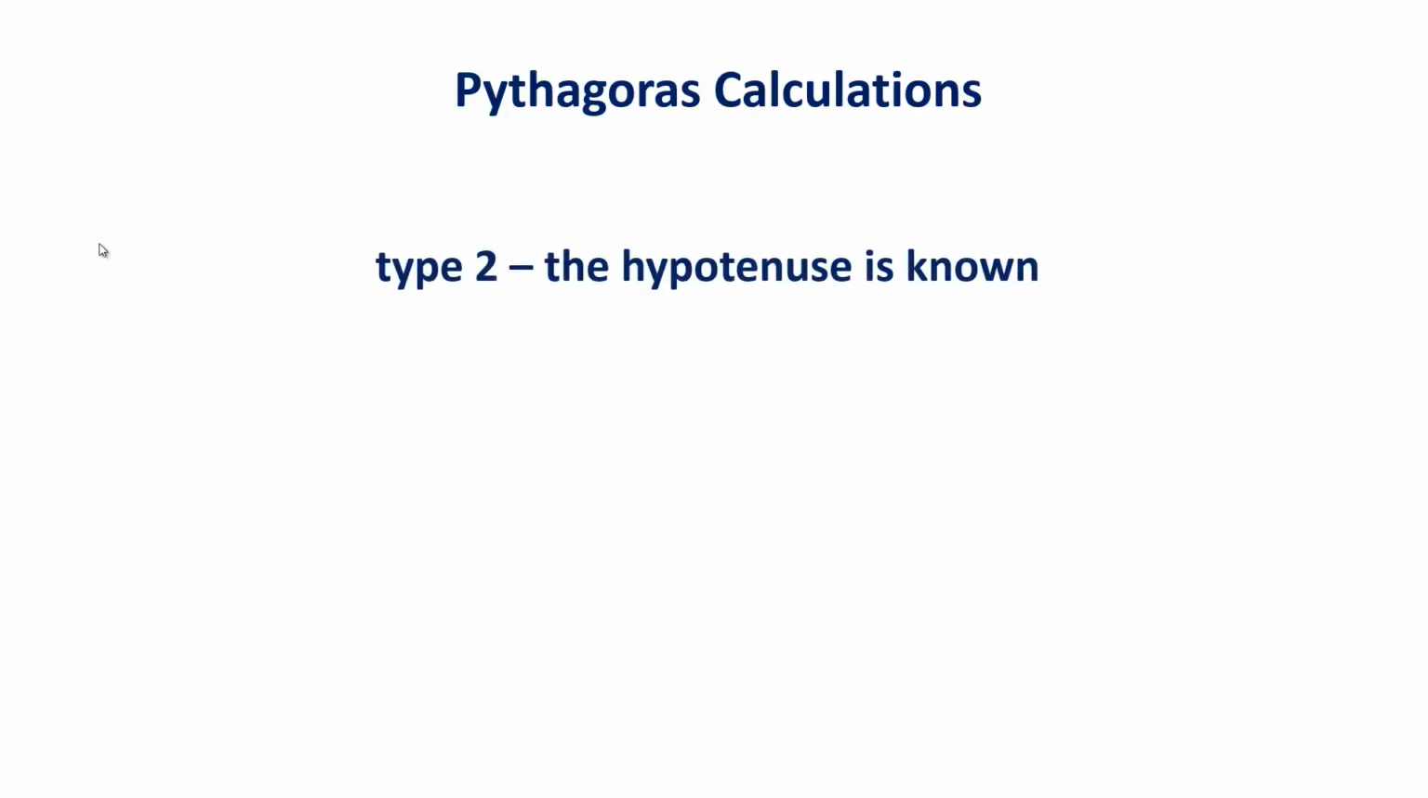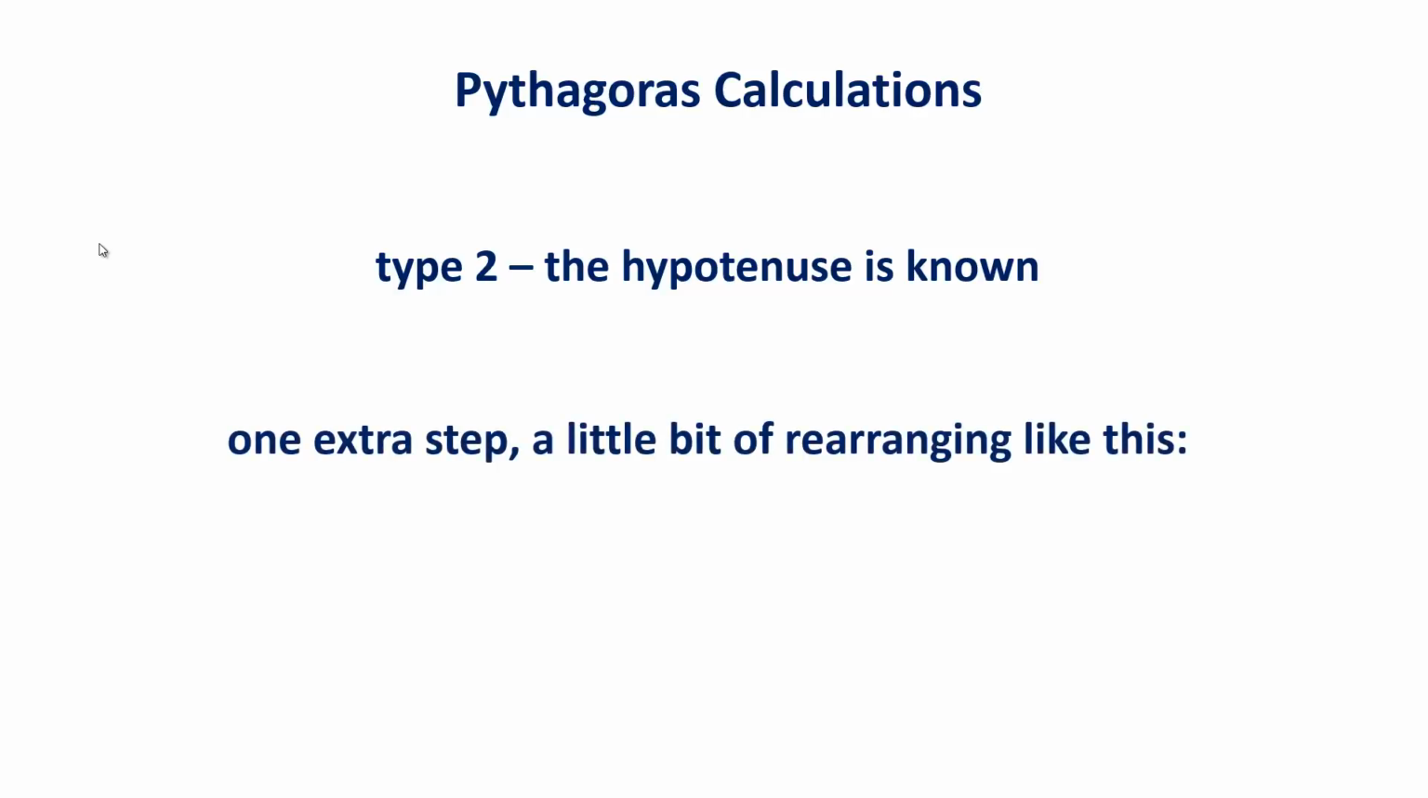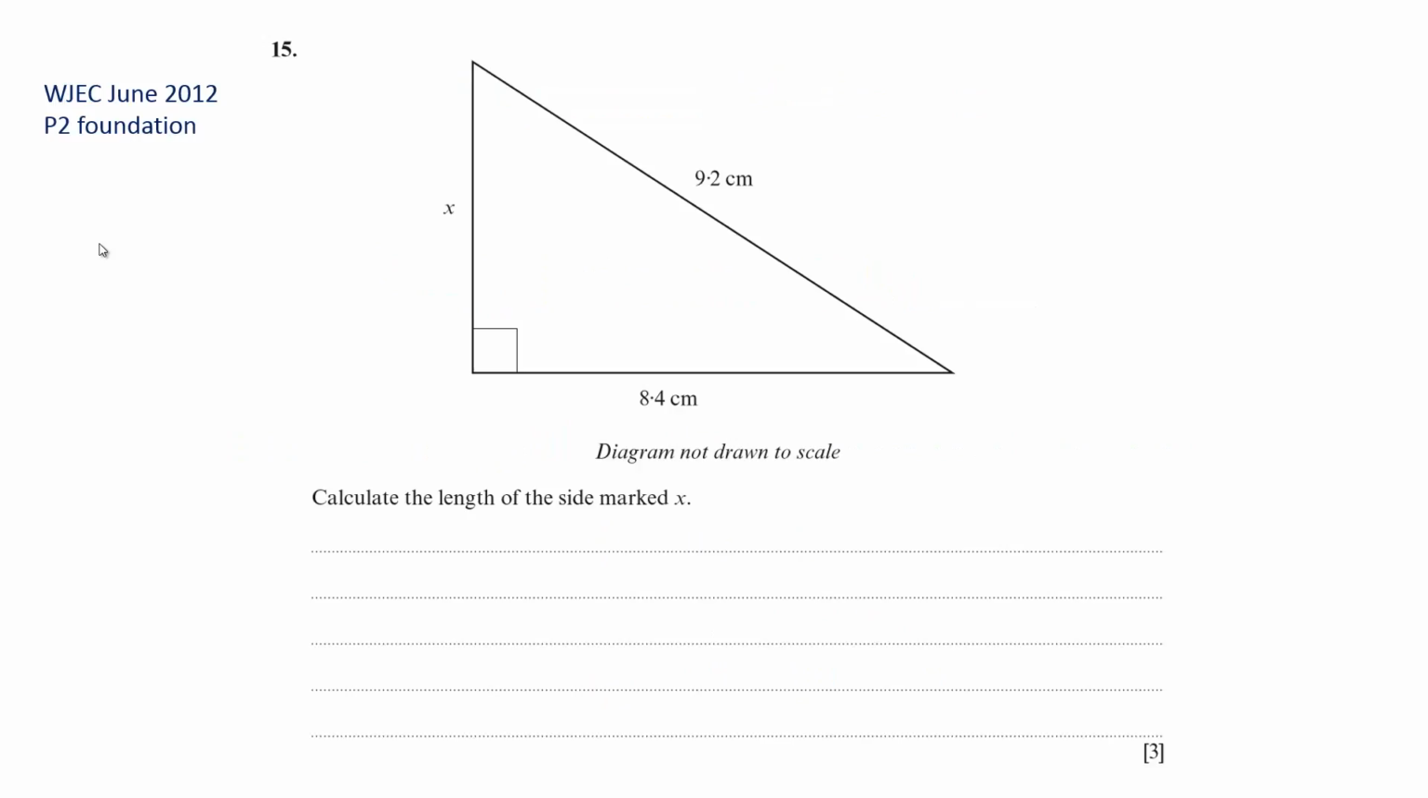Excellent. Let's have a look at type 2, when we know the hypotenuse and we've got to work out one of the other sides. There's just a little bit of rearranging in these. So remember we had a squared plus b squared equals h squared. Well, we're going to rearrange that perhaps to a squared equals h squared minus b squared. Let's have a look. It's easier to see in an example.